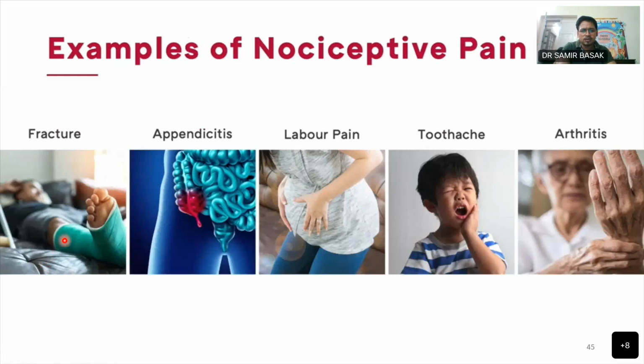There is some problem, some infection or some activity going on: appendicitis, something stretching the visceral structure, labor pain, toothache, arthritis, joint degenerative or inflammatory changes leading to activation of the nociceptive stimulus. Fracture, all this leads to nociceptive pain.